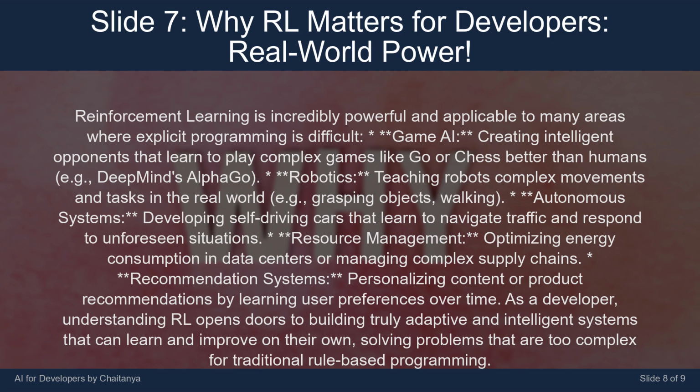Autonomous systems: developing self-driving cars that learn to navigate traffic and respond to unforeseen situations. Resource management: optimizing energy consumption in data centers or managing complex supply chains. Recommendation systems: personalizing content or product recommendations by learning user preferences over time.